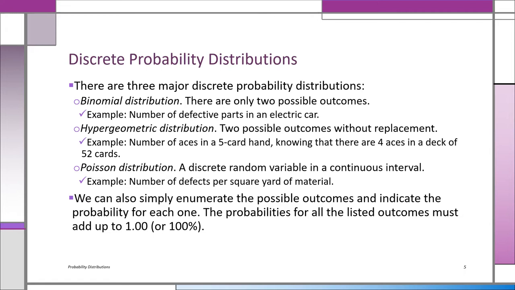The third one is the Poisson distribution, which probably won't be covered in this course, but you may see it in other courses. What is the Poisson distribution? It's when you have a discrete random variable in a continuous interval, for example, the number of defects per square yard of material. We can also simply enumerate the possible outcomes and indicate the probability for each one. We're going to see an example in the next slide. The probabilities for all the listed outcomes must add up to one. That's what makes it a probability distribution.